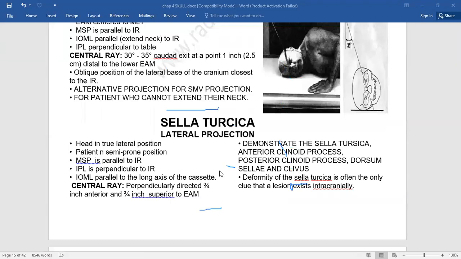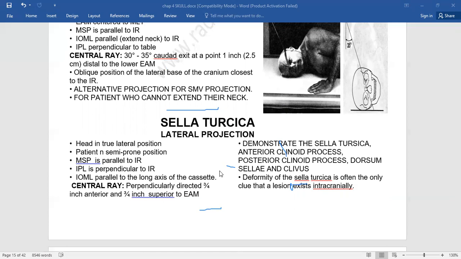So as you can see there, MSP is parallel to IR, katulad ng ating Lysholm. Then IPL is perpendicular to the IR or the table. The IOML is parallel to the long axis of the cassette. So again, para siyang Lysholm. Pinagkaiba ng Lysholm sa sella turcica na lateral is that walang angulation ang central ray sa lateral projection ng sella turcica. So instead, it is perpendicular, directed 3/4 inch anterior and 3/4 inch superior to EAM.